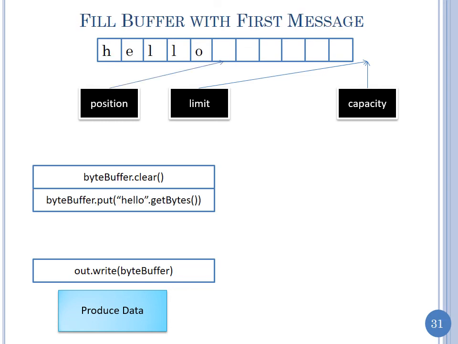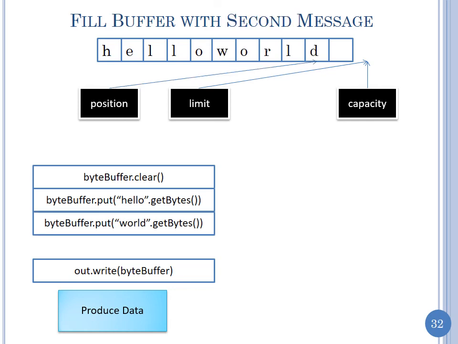Then you can go and put data, and let's say we are sending a string, so we can convert the string into bytes in the manner I've shown you here. And then our position has changed, our limit and capacity have not. And we can now reuse the same buffer for another message too. Okay, so we can do some internal buffering ourselves before we send it out to the channel or the file.